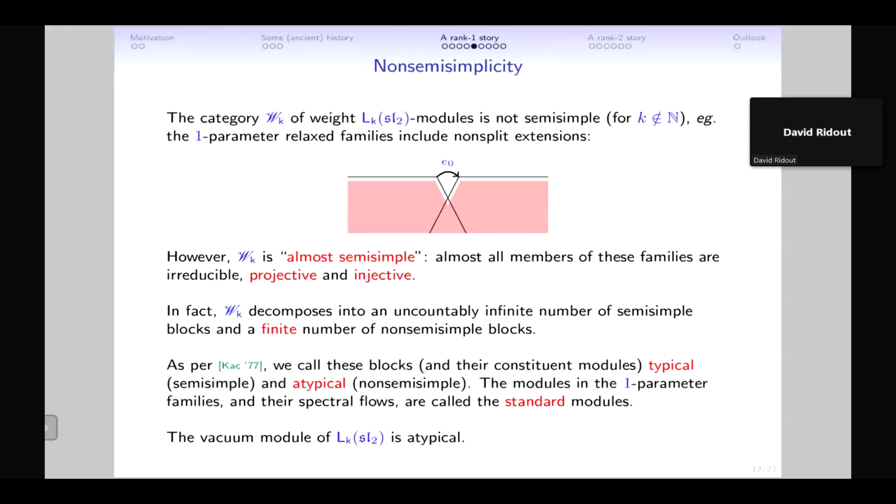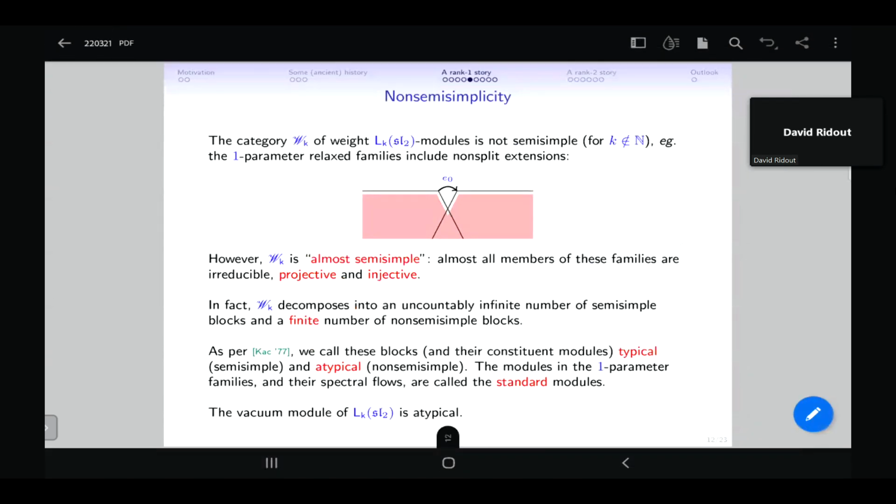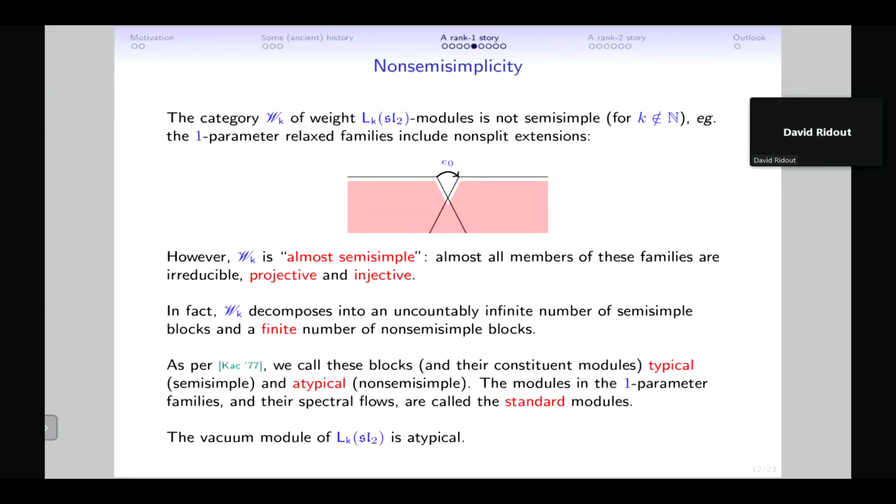Well, I've said before that some of our relaxed families have some reducible modules, non-semi-simple modules, and the way this can work is fairly easy to see when you're dealing with SL2, because you can draw nice pictures. And so here, I've drawn a picture where we have a highest weight module, which looks like this. So we have a highest weight vector here. And it turns out that there is always a corresponding conjugate highest weight module, which is on the right-hand side of my picture here.